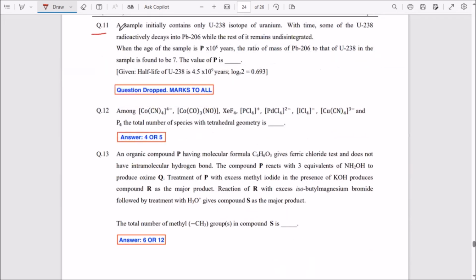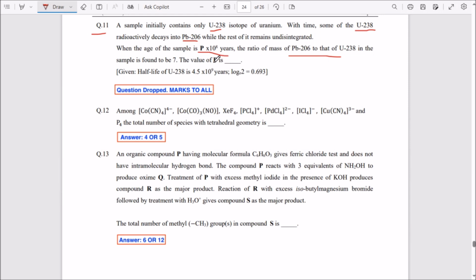Next, question number 11. A sample initially contains only uranium-238 isotope of uranium. With time, some of the uranium-238 radioactively decay into lead-206, while the rest of it remains undisintegrated. When the age of the sample is P × 10^8 years, the ratio of mass of lead-206 to that of uranium-238 in the sample is found to be 7.